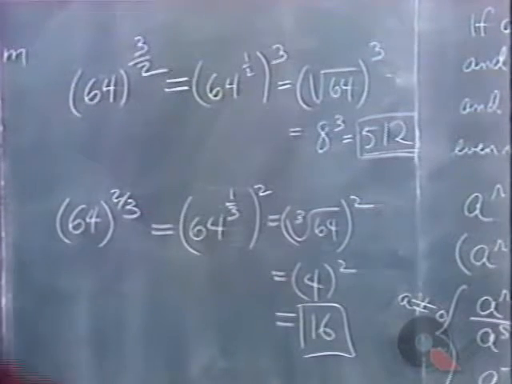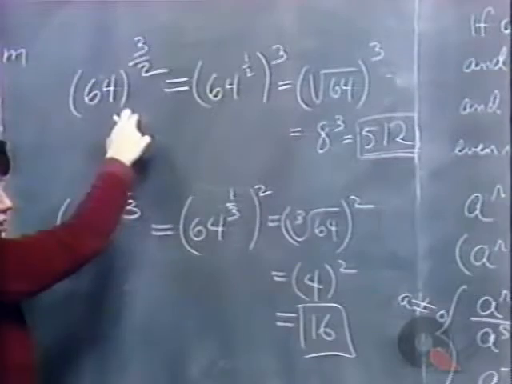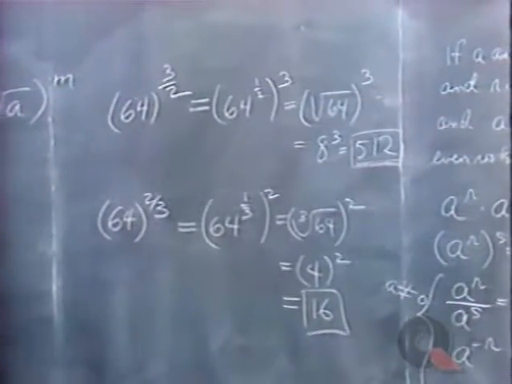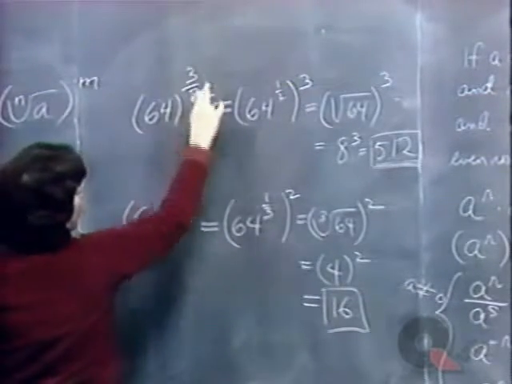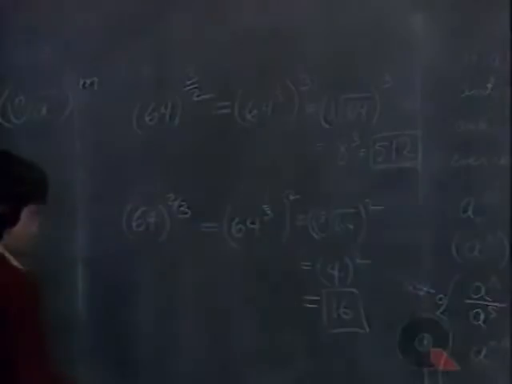If you'd like, you can think of the denominator of the fraction as indicating the root that you're taking, being the index in the radical sign, and then the numerator telling you what power to take it to. So this is the cube root of 64 squared.